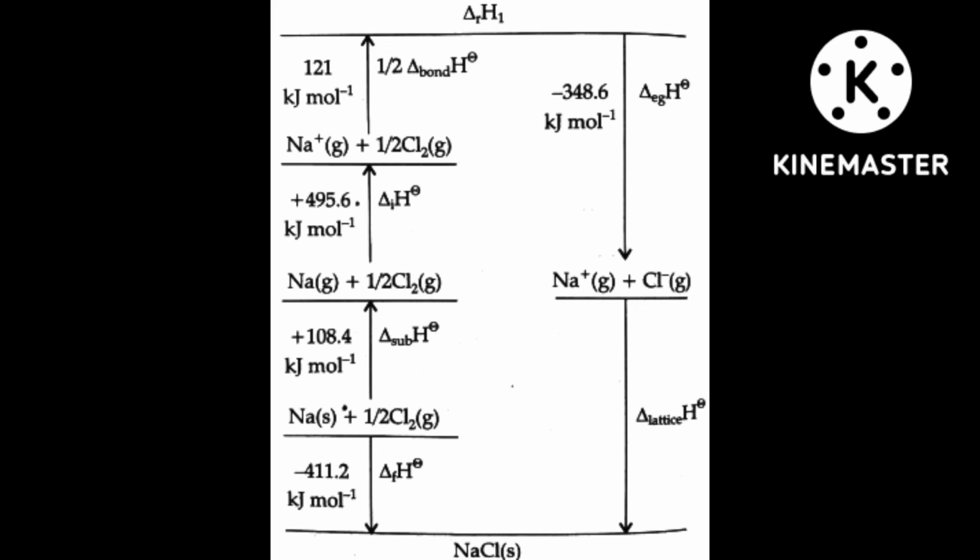Now the fifth and final step of the Born-Haber cycle. Na plus is ready and Cl minus is ready, so now they will combine and convert to solid NaCl. Just to recap the sequence, I told you four steps, and the fifth is Na plus plus Cl minus giving NaCl solid.